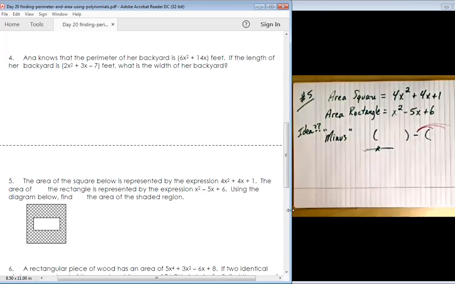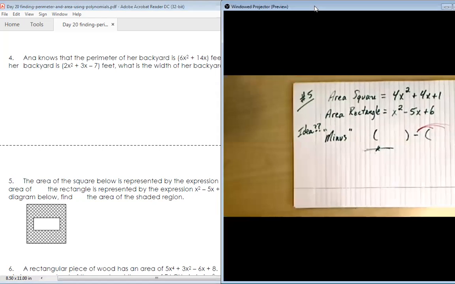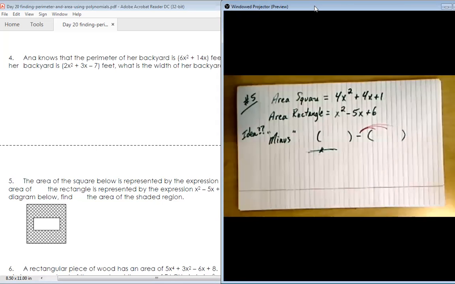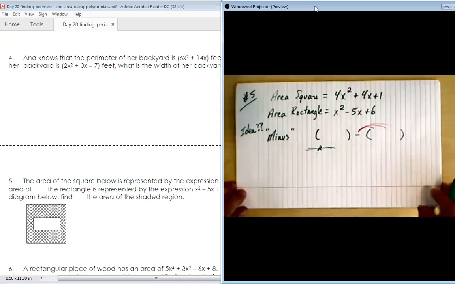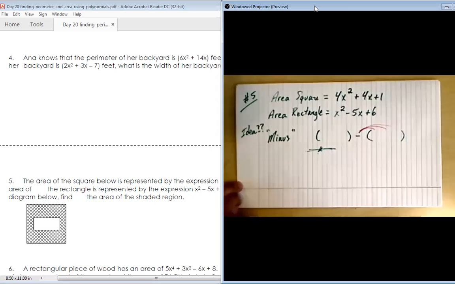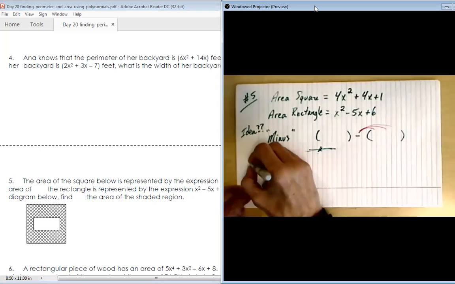Actually, what I'm going to do is change the writing size. So I'll do that. And then we should be good to go. What do we call the area we're looking for?